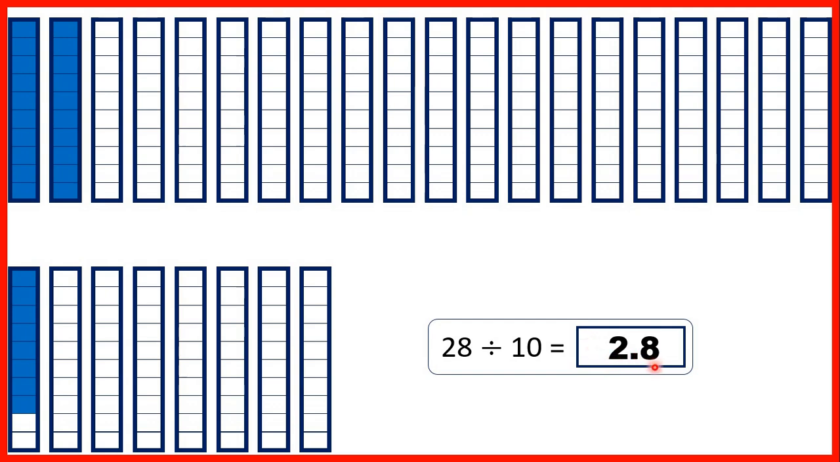Now this answer makes sense. If you think you know the answer to 30 divided by 10, and 28 is just a little bit less than 30. 30 divided by 10 is 3 wholes. So 28 divided by 10 must be just a little bit less than 3 wholes, and 2.8 is just a little bit less than 3. You can see that we're close to having 3 whole rectangles, but because our dividend was 28, not 30, our answer is 2.8.